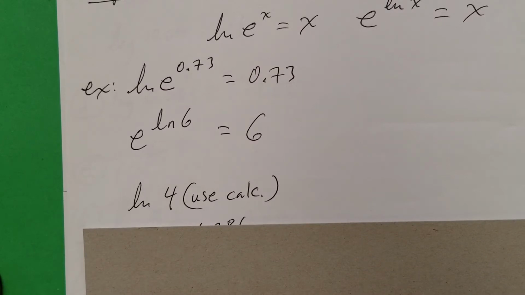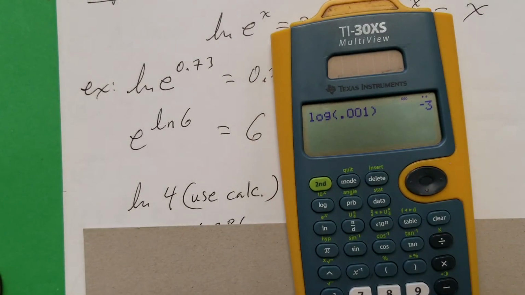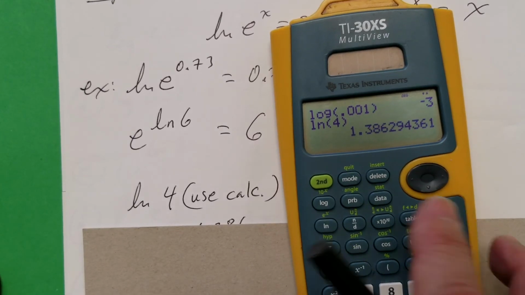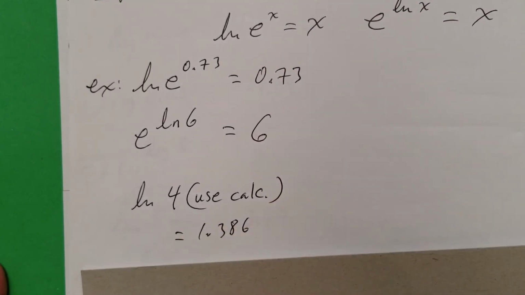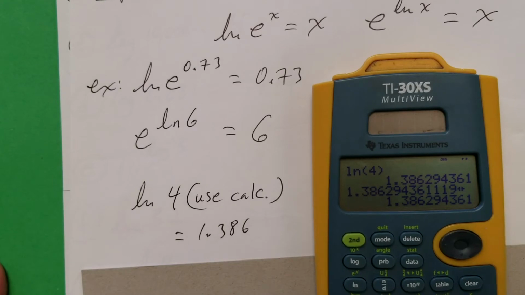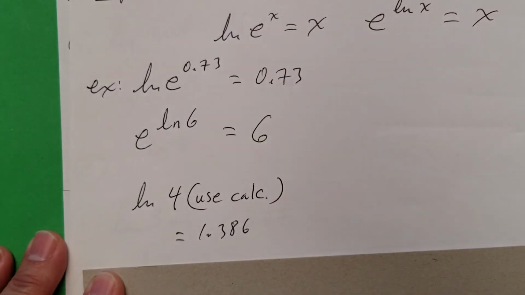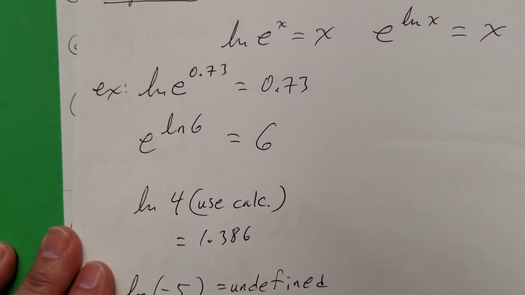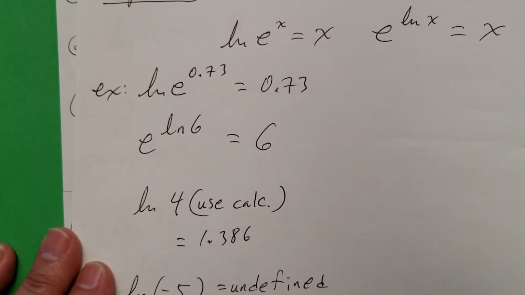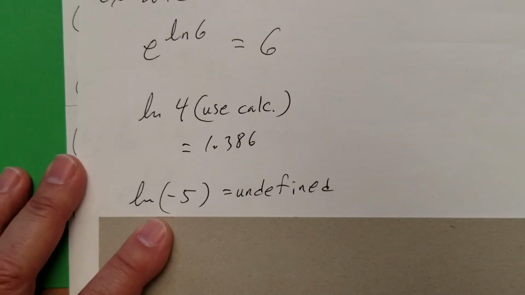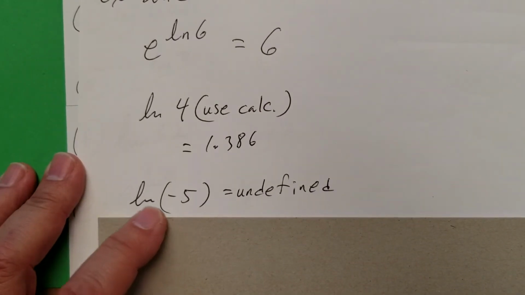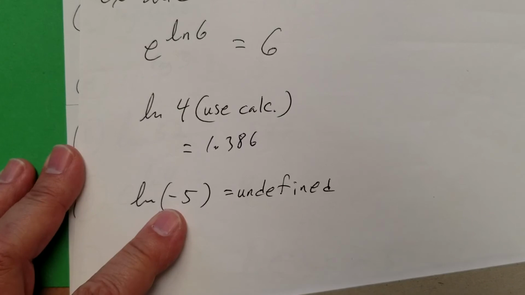Hit ln 4, right? So the ln button is right there. So ln 4 and then equals. What did I round it to? You just round it to as many places as you need to. Okay, so here you use the calculator. ln of -5, it's undefined. If you try to enter that in the calculator, it won't give you an answer. It's undefined. Negative number, undefined.